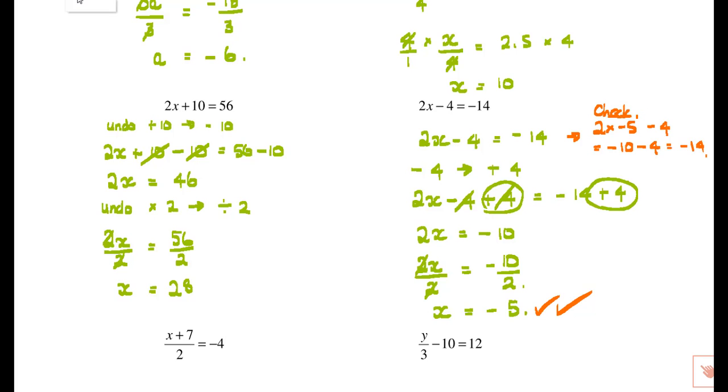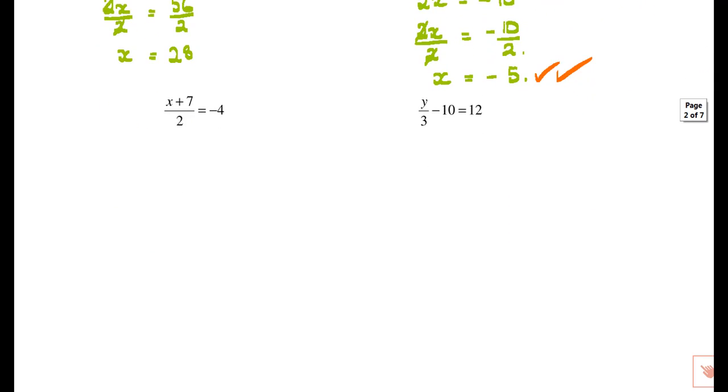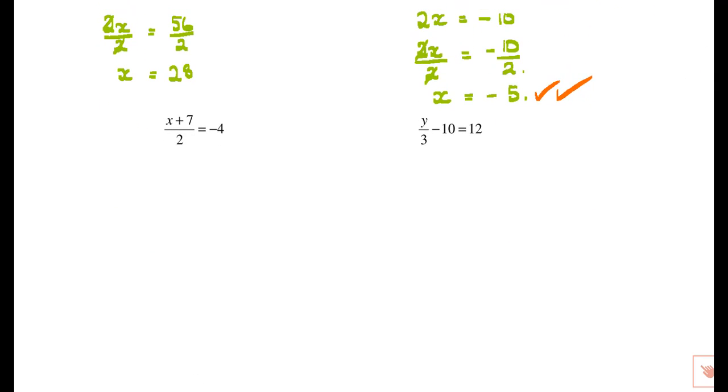Bit of a bright colour, let's go back to something a little easier on the eyes. Now these ones are a little more difficult. With these ones we've got what we call algebraic fractions. So it's an algebraic expression, x plus 7, and that's divided by 2, so hence it's an algebraic fraction, and that's equal to negative 4.